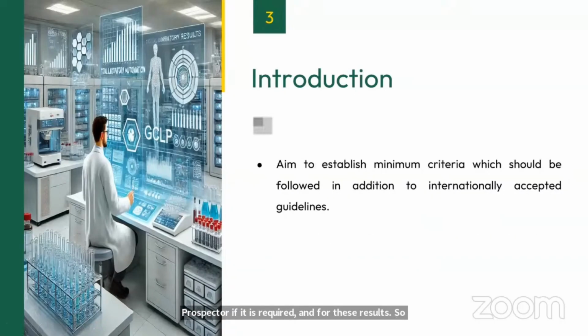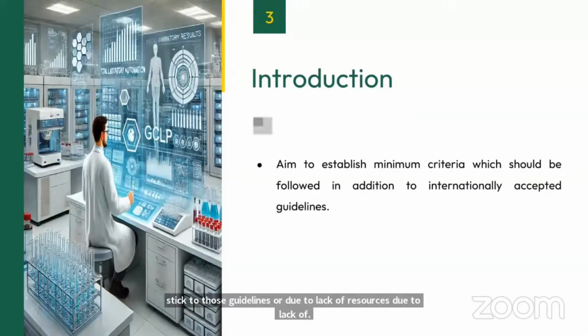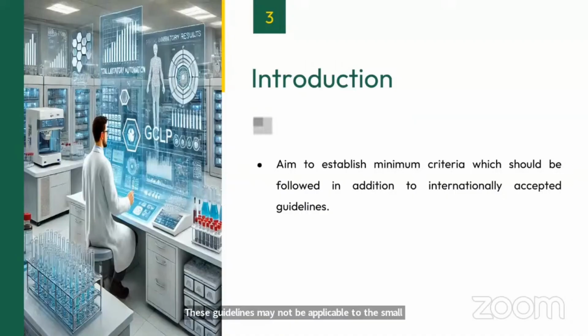Now this aims to establish a minimum criteria which should be followed in addition to the internationally accepted guidelines. As in the beginning itself I have mentioned that there are international guidelines available. ISO 15189 is one of the guidelines which is applicable to the medical laboratory, but we know in the Indian scenario, it is not always possible to stick to those guidelines, due to lack of resources, due to lack of facilities. These guidelines may not be applicable to the small laboratories or even for the government laboratories or laboratories which are working under research laboratories or non-profit laboratories.